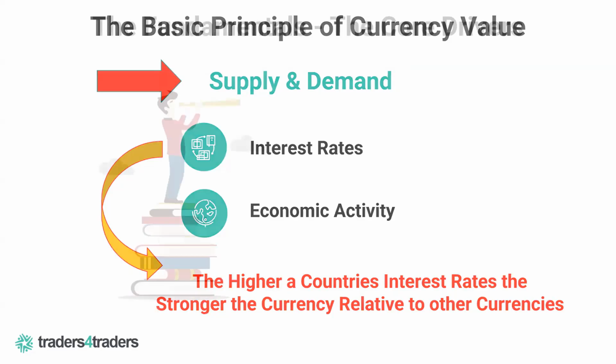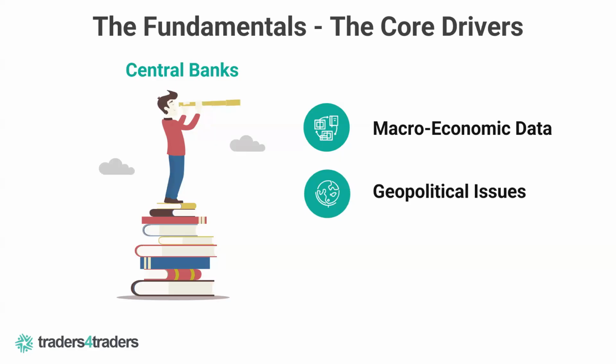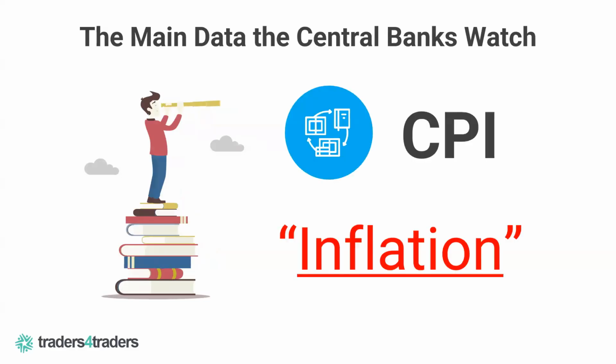Now, the central banks, they manage the economies and economic activity by looking at the core drivers, macroeconomic data and geopolitical issues. Okay, if they see any instability either way out of these two core components, then they adjust interest rates, which adjusts consumer spending and saving. But the main data the central banks watch, it's all about one key data release, and that's the CPI numbers, Consumer Price Index, otherwise known as inflation.